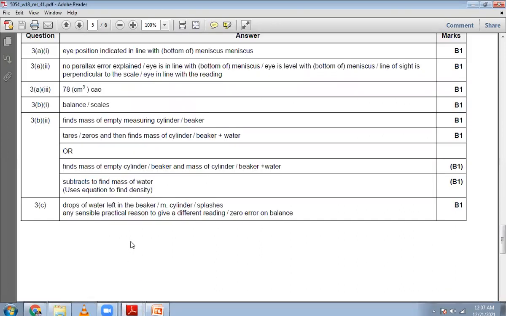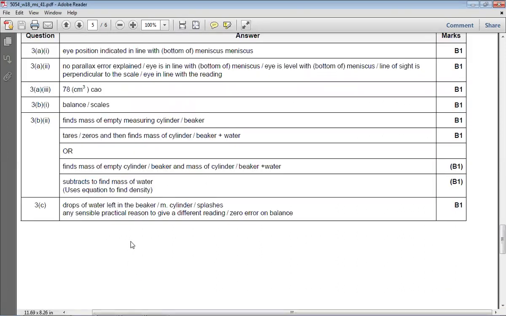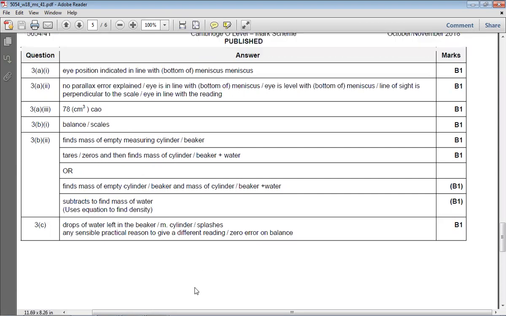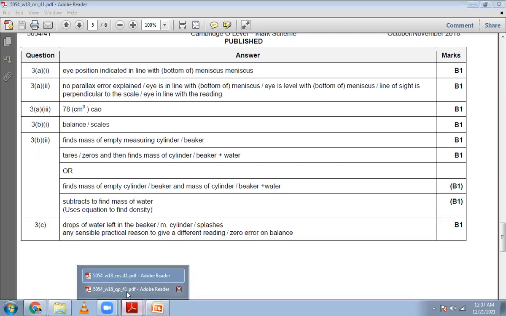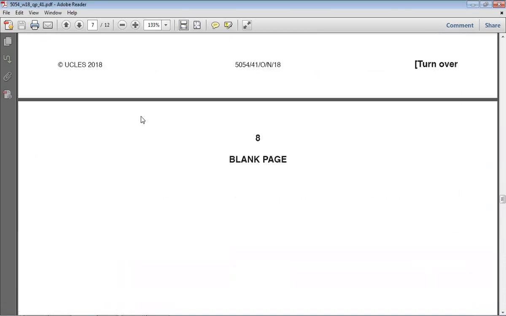Where's the marking scheme? Okay. Then it says drops of water left in the beaker or measuring cylinder, splashes, any sensible practical reason to give a different reading, zero error on the balance. Okay, so this is how you do question number 3. The marking scheme is showing up, and please read this marking scheme carefully. Okay, so let's do the next question.